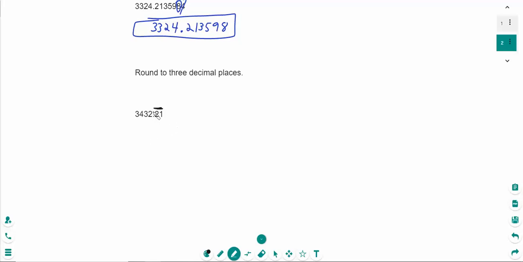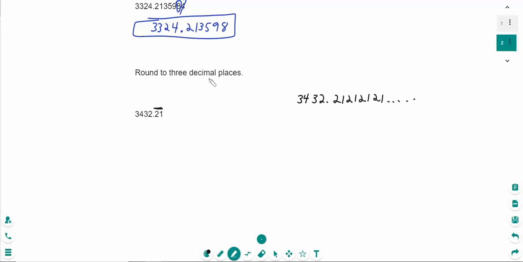However, they have this bar here. And remember, that bar means repeating. So what we're really saying here is the number is 3432.21212121, and it's just going on and on forever and ever, just repeating that pattern of 212121. That's what this bar means. We're just repeating it over and over and over again.